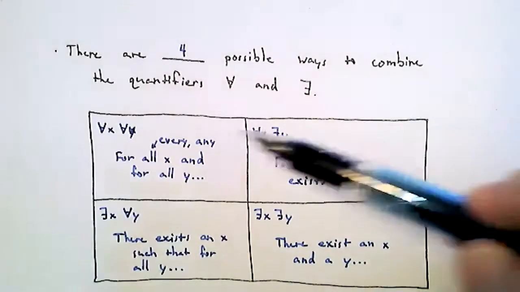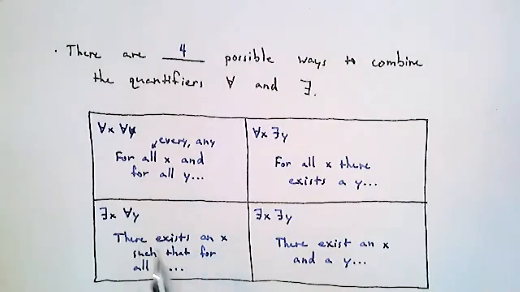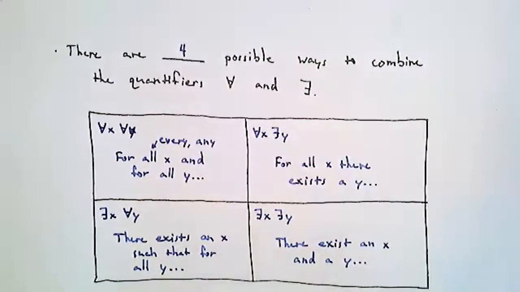Okay, so these are all of the possible combinations for two quantifiers that you're going to see. It's possible to have three quantifiers or even more, though you won't see those nearly as often as one or two. Are there any questions over this little table?